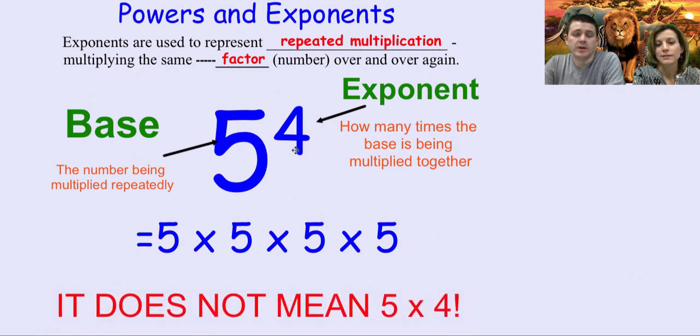Here's what you don't want to do. You don't want to just multiply those two numbers together. This is not 5 times 4. As Mrs. King just said, it's 4 5s all being multiplied together. You're going to really need to slow down. 5 times 5 is 25 times 5. You guys tend to rush on these powers problems.